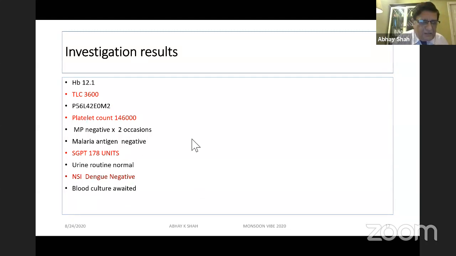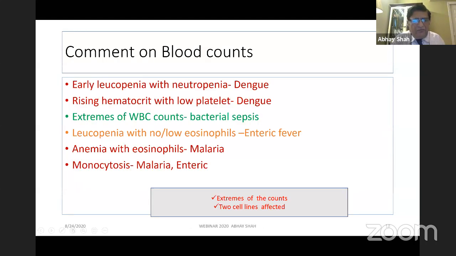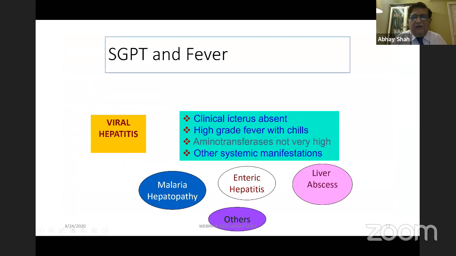Now, as far as the SGPT is concerned, Dr. Rajendra has already told that if clinical icterus is absent but SGPT is in hundreds, probably you are dealing with a case other than viral hepatitis. It can be enteric hepatitis, as Dr. KHEYA and Dr. Daruru were telling, it can be malarial hepatopathy, it can be a liver abscess if clinical correlation is there. But in viral hepatitis, fever is not going to be high grade, but SGPT should be in 1000, at least more than 500. In other cases, fever will be high, but SGPT will be mild to moderate. So that is how SGPT will be useful in a fever of short duration.